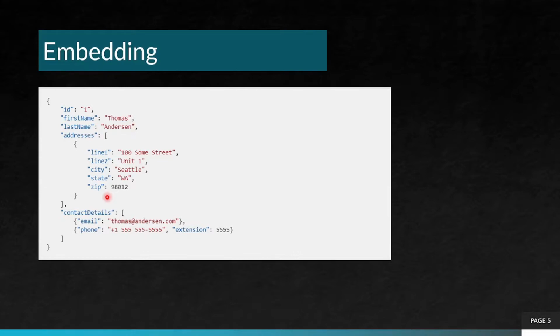Examples might be billing address, postal address, permanent address, and so on and so forth. Similarly, the customer can have different contact details as we are seeing here, email and phone. All of it is together.